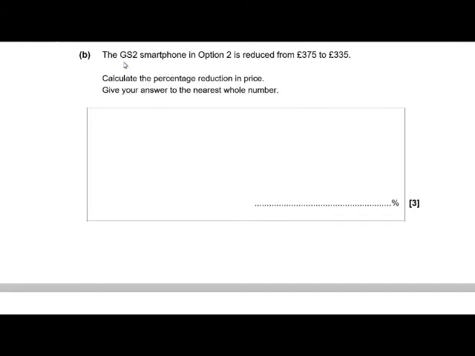Part B states that the GS2 smartphone in option 2 is reduced from 375 to 335. Calculate the percentage reduction in price and give your answer to the nearest whole number. So this is a percentage change question, and you need to remember the formula for doing it. It's the difference in price divided by the original, times 100. So let's put the numbers in for this.